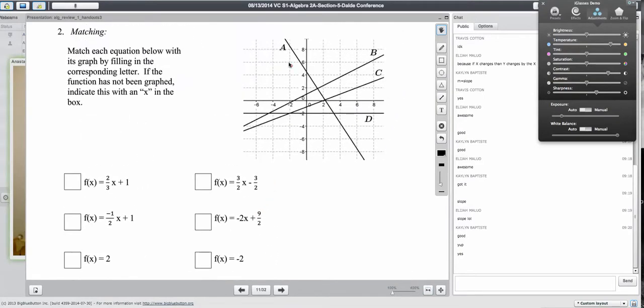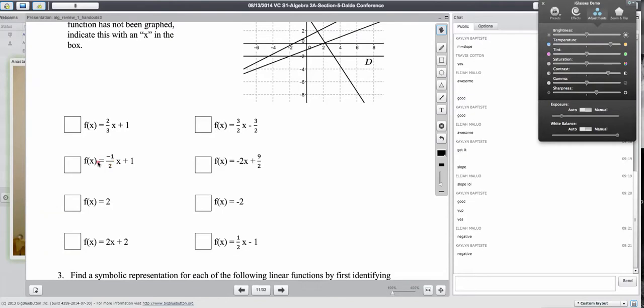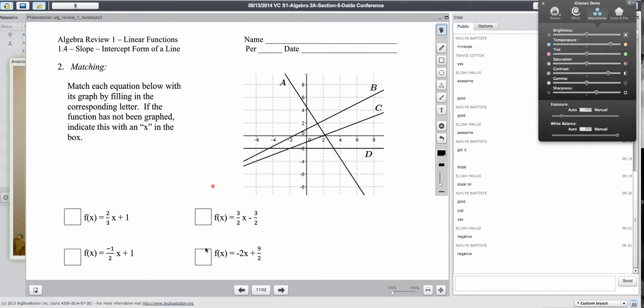Let's look at A. A has what kind of slope? Positive or negative? It's a negative slope, exactly. So we just look for the one that has a negative slope. Okay, which one of these? It could either be this one or this one, and those are the only two that it could be. Now, how do you know which one it is? Is it this one over here, or is it this one over here?